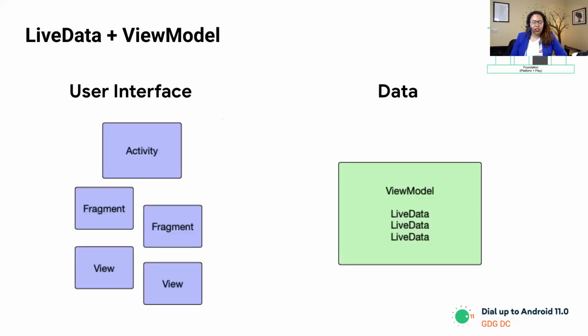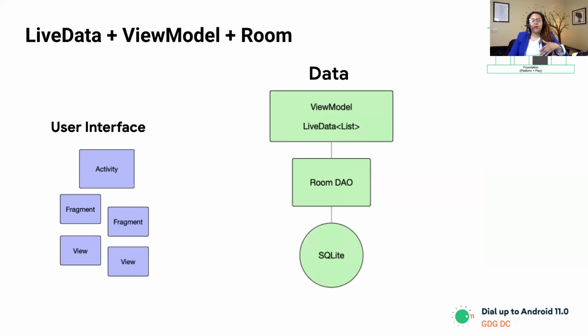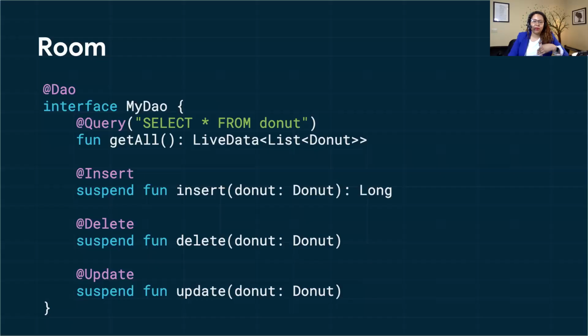Another new feature from Jetpack is the live data and view model support. View model stores live data objects which can be observed, and this helps to separate data from the UI. Any elements in the UI can register as observers of the live data changes, and then the changes can be sent to the UI. Meanwhile, the data layer can talk to something like Room, and this can help us to query the database to return a list of items.